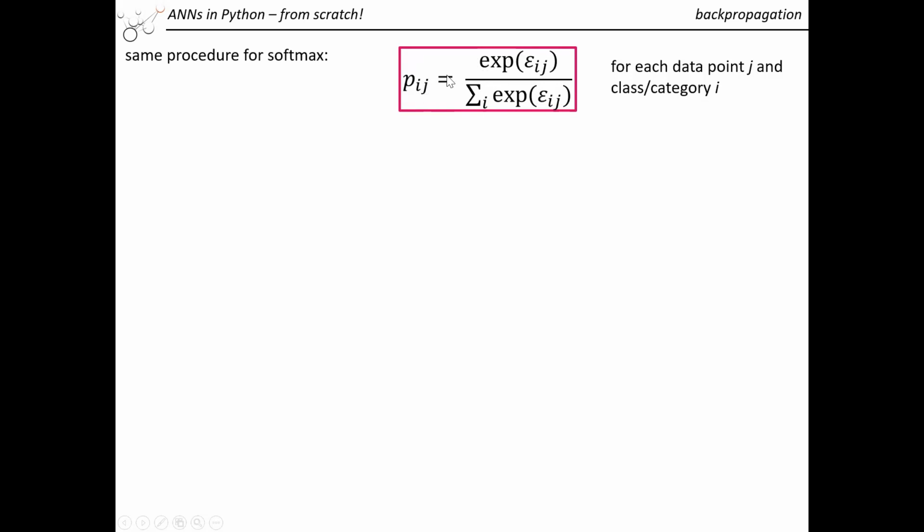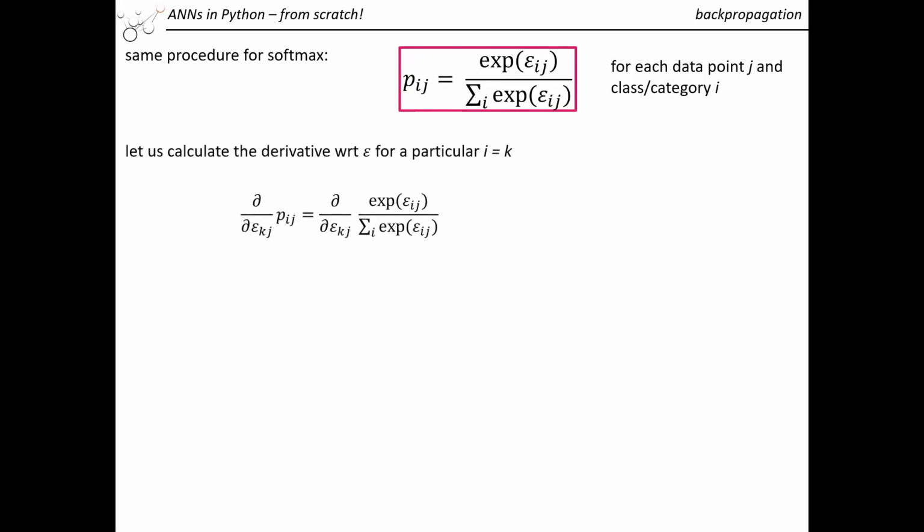So we will have these i values for every observation. In our case, for every observation, we have 3 different classes. So i goes from 0 to 2 if you count like Python. So we have 3 different classes, and then j goes over all the different observations. We have to calculate the derivative because that's the inner derivative now. So we have to calculate the derivative of P_ij with respect to epsilon. So let's just pick one particular class, k. And now we calculate the derivative of this expression with respect to epsilon of a particular class k.